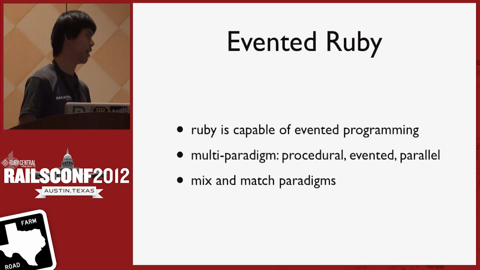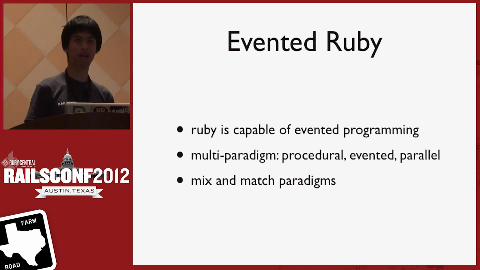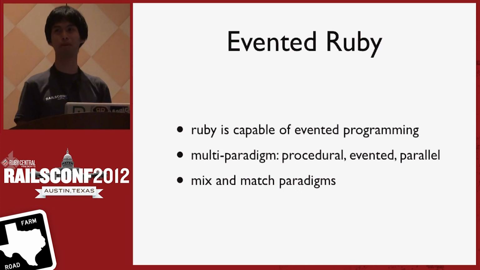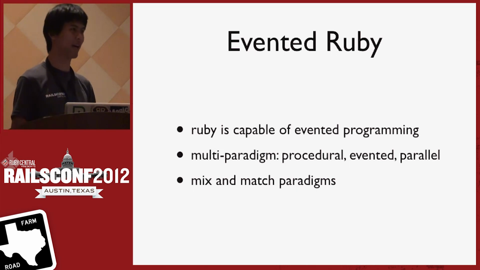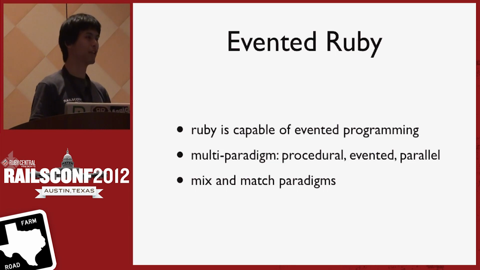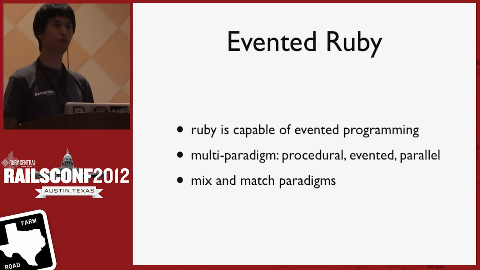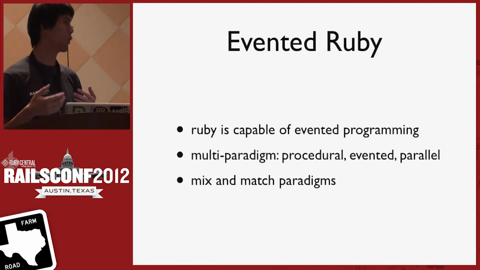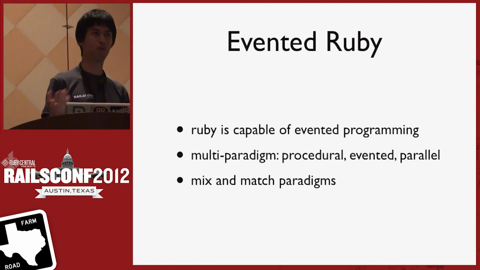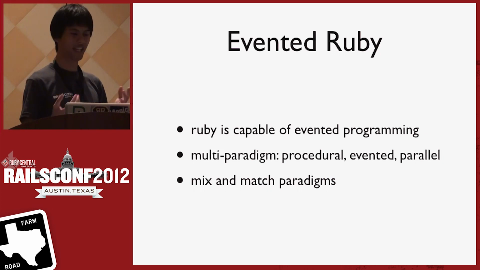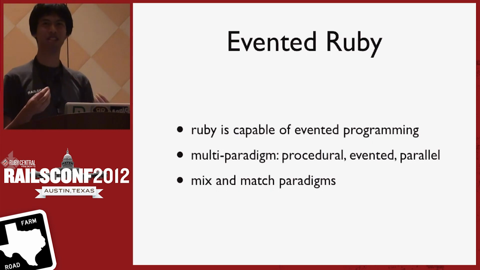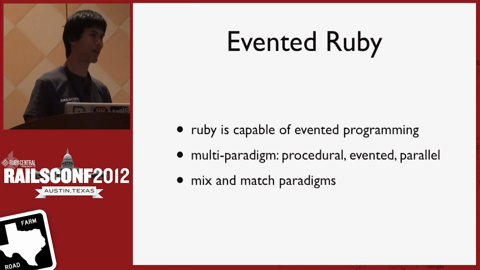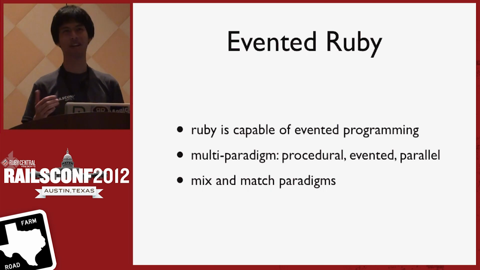The nice thing is Ruby is capable of evented programming. I think by default, we all use it in a procedural way. But Ruby is multi-paradigm in the sense that you could use it procedurally, you could add a library in order to use it as a reactor or with reactor-aware code, or you could even use threads and do parallel computing. And the nice thing, both a nice thing and a terrible drawback, is you can mix and match these paradigms. So within the same code base, you can have procedural code running right next to evented code.